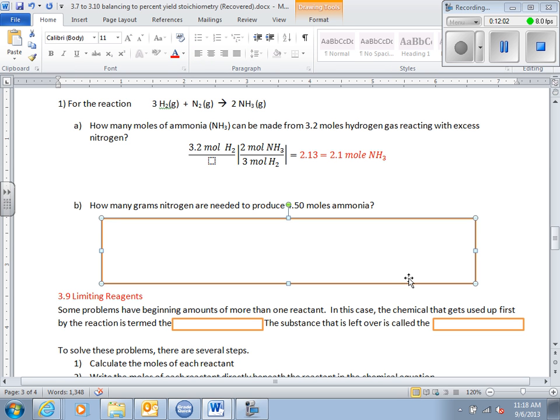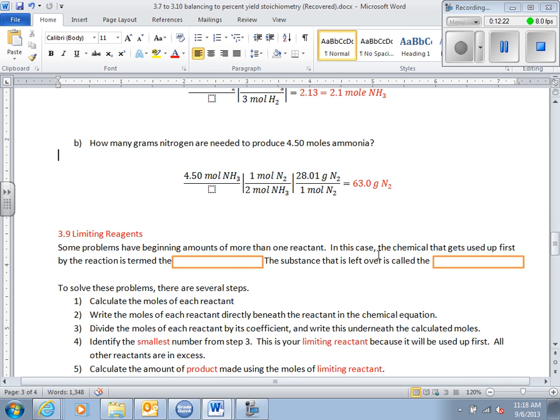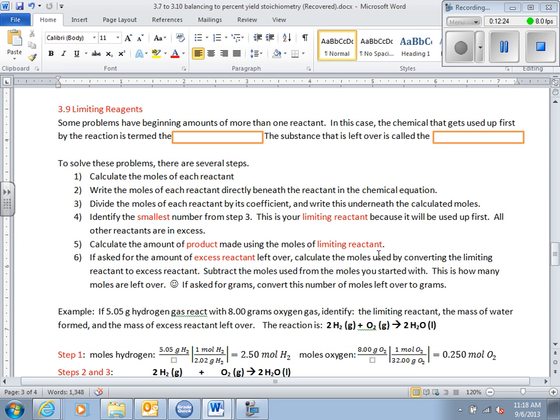We'll start with our moles of ammonia right here. Moles to moles, use the reaction coefficients: 2 ammonias to 1 nitrogen. And then moles to grams, since it asked for grams of nitrogen. Use molar mass again, and that's how you do stoichiometry. 3 sig figs, 3 sig figs. We're happy.